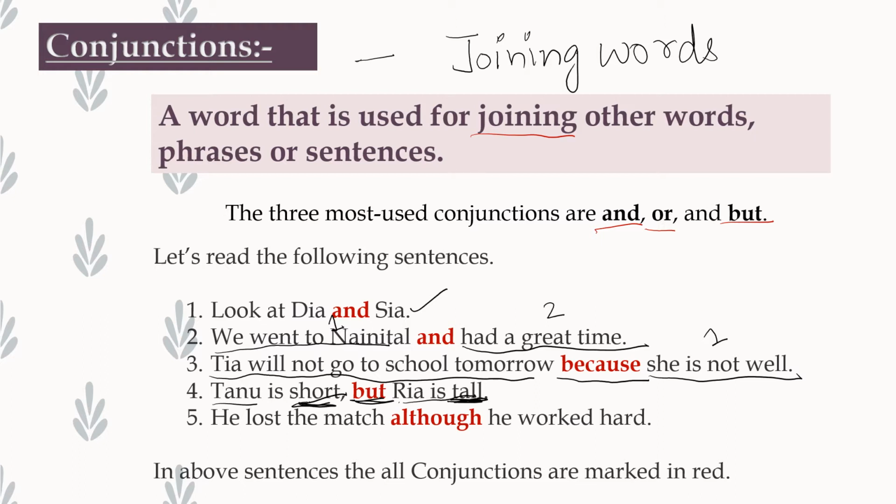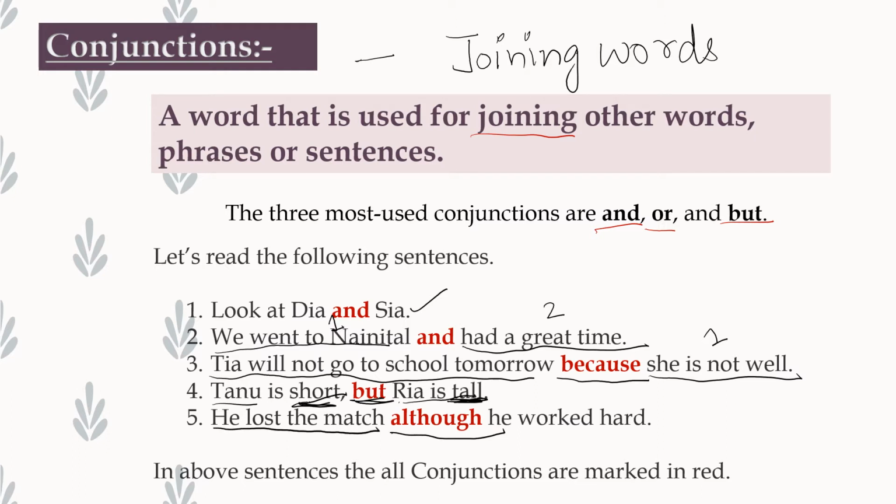Next, it says he lost the match although he worked very hard. Although means he worked very hard, and even after working very hard, he lost the game. So it is like you did something very sincerely, but still you lost. But still you couldn't pass the test or anything. So although is also joining these two sentences.